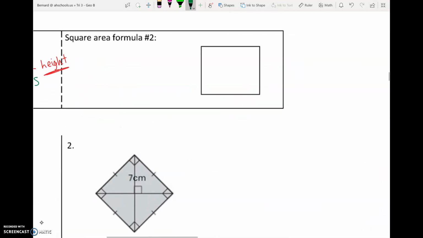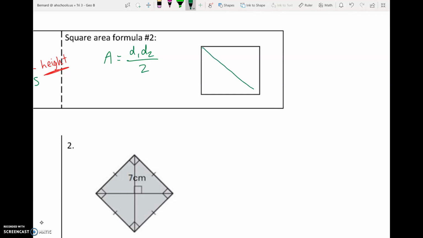Now, a square also has another formula, and it comes from the rhombus, because just like a square is a parallelogram, a square is also a very special rhombus. And so you can find the area of a square by doing diagonal 1 times diagonal 2 divided by 2. Again, diagonal 1 times diagonal 2 divided by 2.